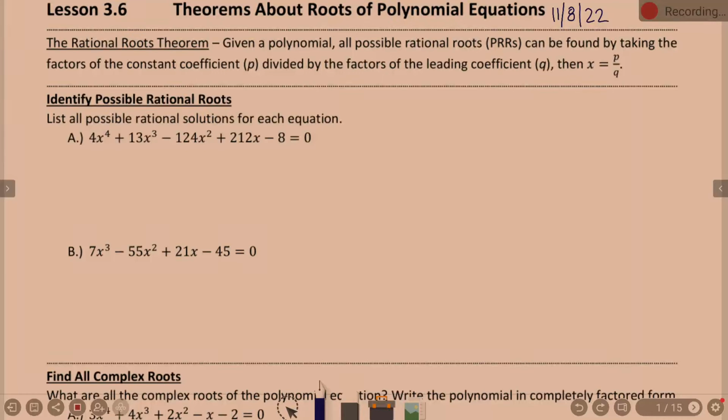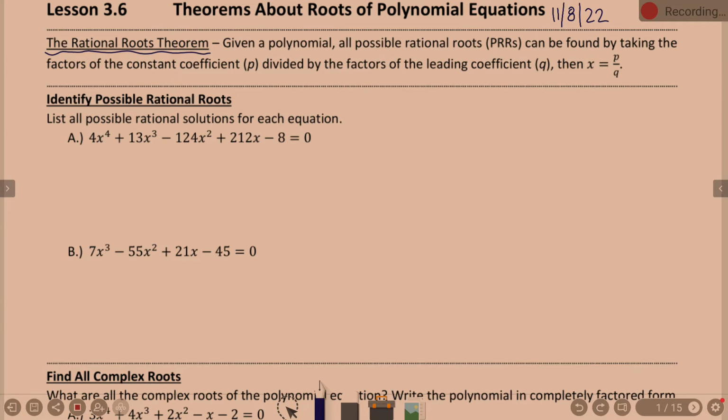Okay, in lesson 3.6, we are talking about, officially, theorems about roots of polynomial equations. Officially, we are learning something called the rational roots theorem. The rational roots theorem, and we'll make it make sense. I tried to make this not too official, but give you the information.